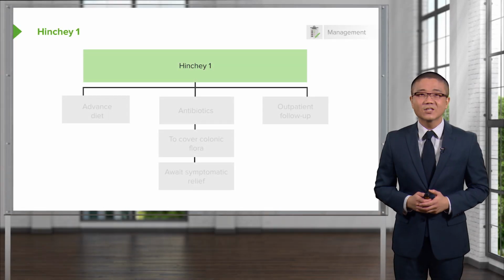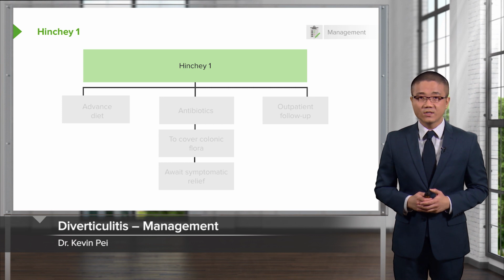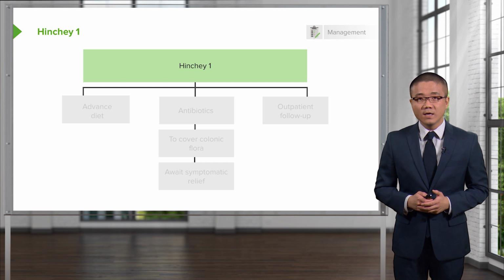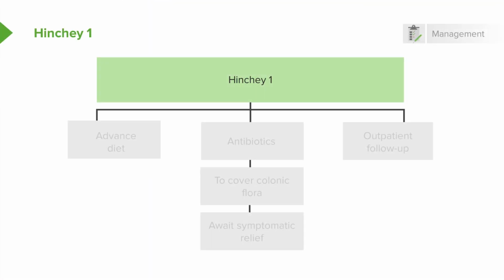Let's discuss the management of diverticulitis based on the Hinchey classification. Remember, Hinchey 1 through 4 is a continuous spectrum of severity of disease. Hinchey 1 is the simplest to take care of.